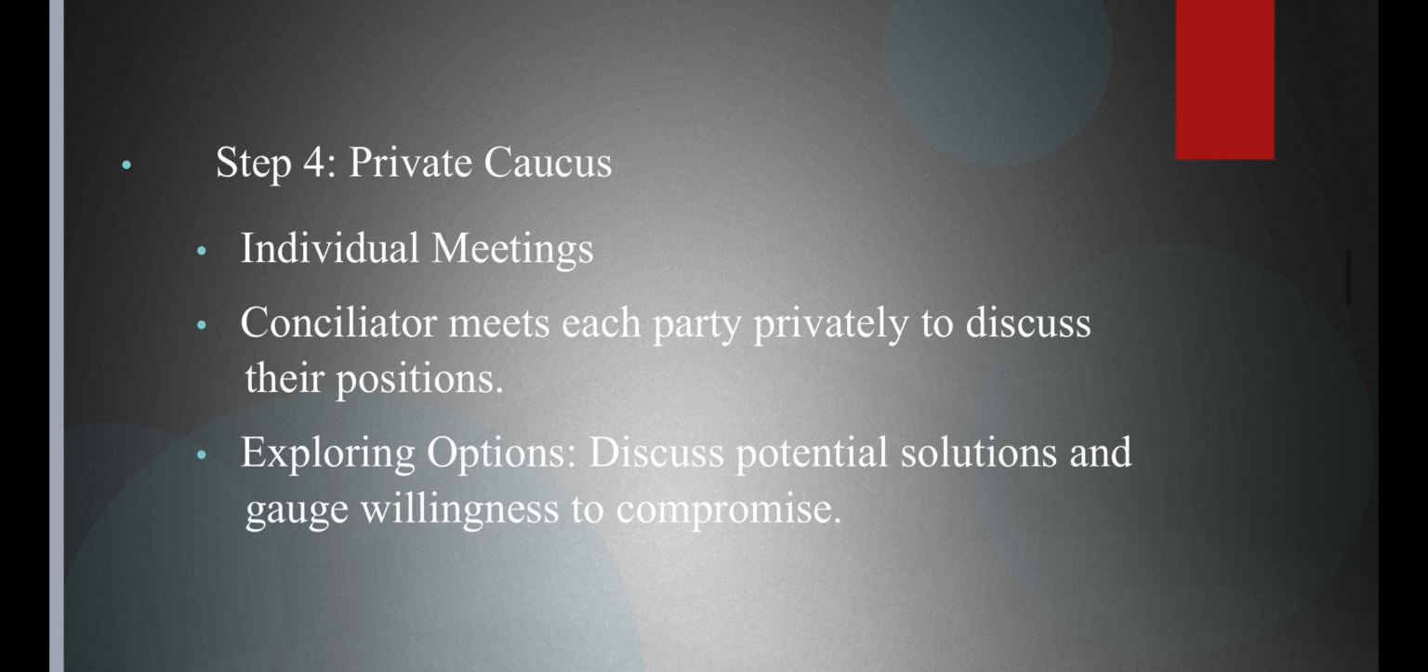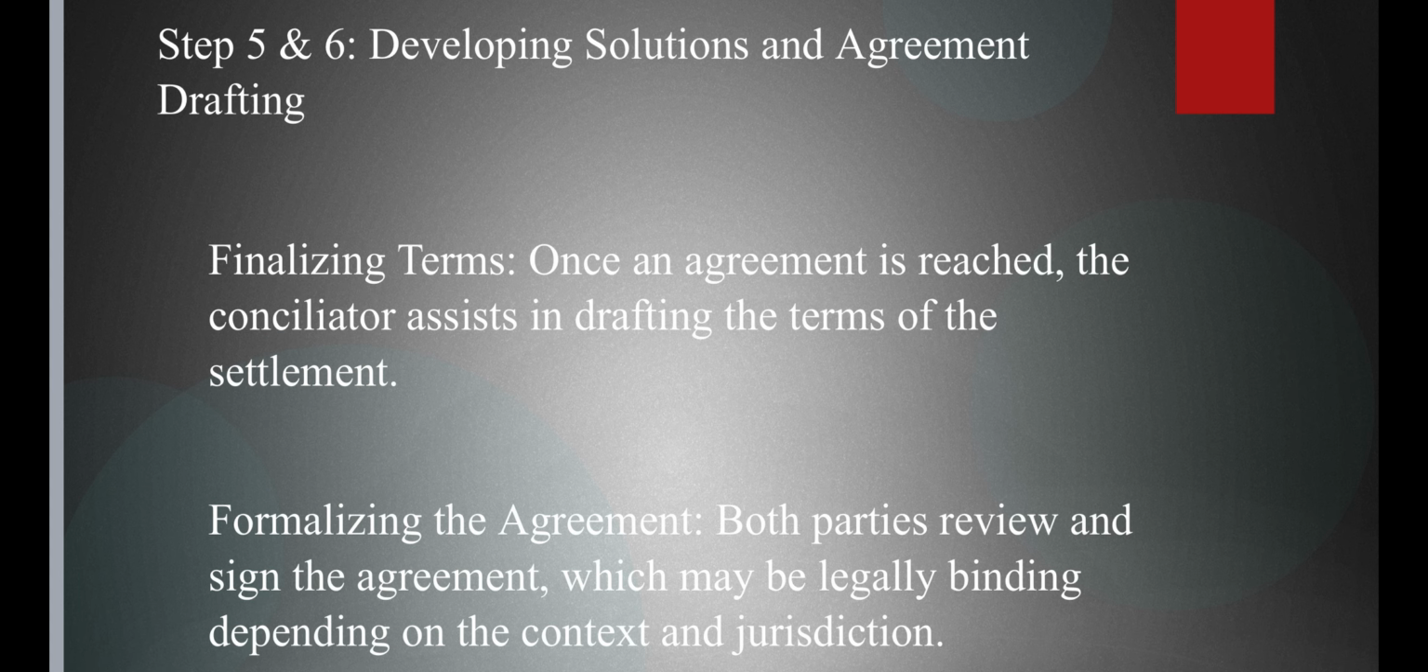The fourth step is the individual meeting. The conciliator will arrange a private individual meeting with each of the parties to discuss their problem, and then he will finalize the problems between them and decide on a particular solution for it, and then comes developing solutions and agreement drafting. Finally, once the agreement is reached, the conciliator will assist in drafting the terms of the settlement between both parties, and both parties will review the agreement and sign it, and it will be legally binding depending on the context and the jurisdiction.